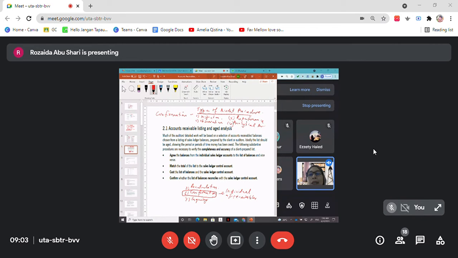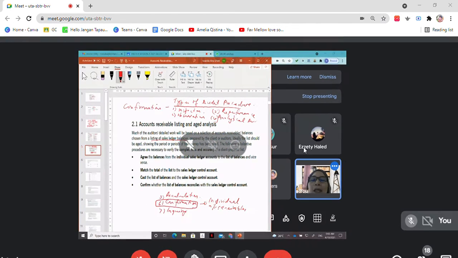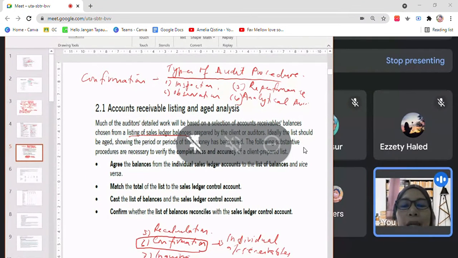The auditor's detailed work will be based on selection of account receivable balances chosen from the listing of sales ledger balances. So you have to recall what you have in the sales ledger balance, prepared by the client. The listing of sales ledger balances normally you will get from the client. Ideally it should be shown as a list of the account receivable, same as the non-current asset register last time, with a period of time.